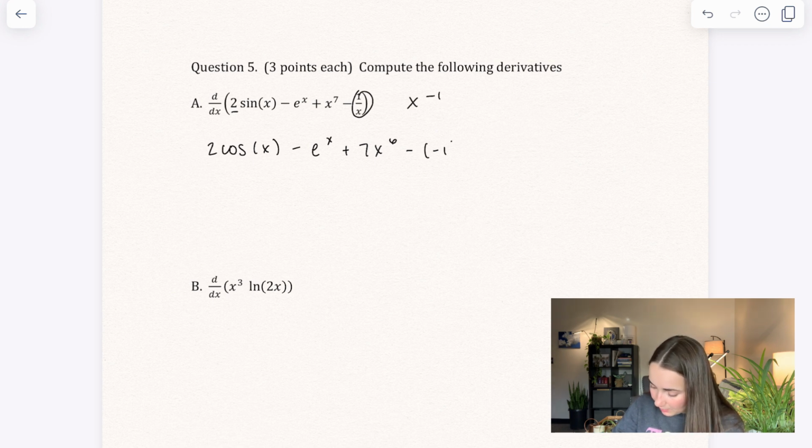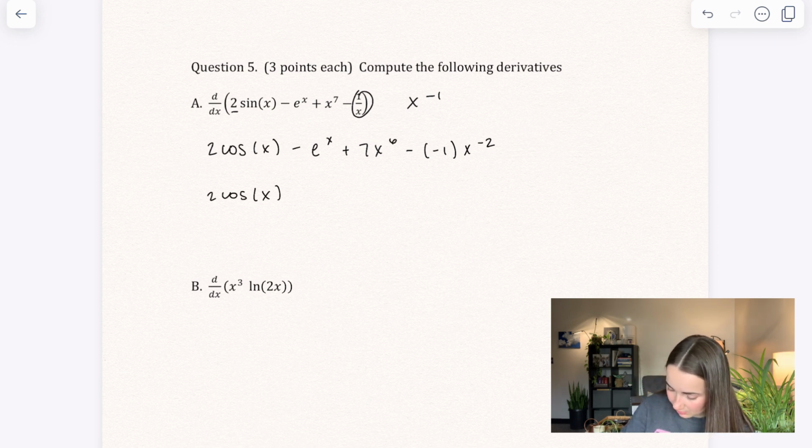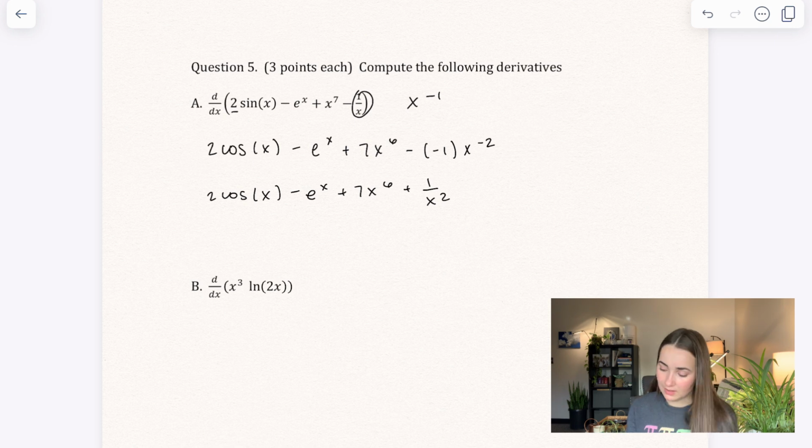So we bring down that power, and we subtract 1 from the current power. If you wanted, you could rewrite that, but I would also say with this professor, you'd be perfectly okay to leave that answer as it is, because this becomes 1 over x squared. If I'm a grader, I'm going to recognize either way, right? So then that's the first solution.